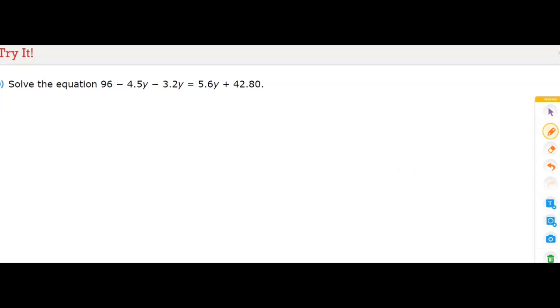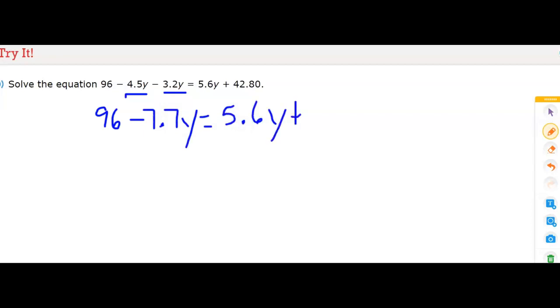All right, so the first step is to see if you have any like terms. So on this side of the equation, we do have like terms. We have minus 4.5y and minus 3.2y. So I'm going to combine those together. They both have a minus in front of them, so we're going to add them together. So 4.5 and 3.2 is going to be, I'm going to rewrite this equation. So it's now minus 7 and 7/10 times y is equal to 5 and 6/10 y plus 42.80.